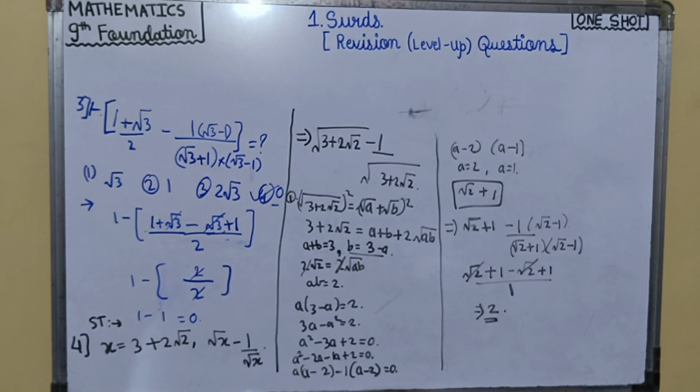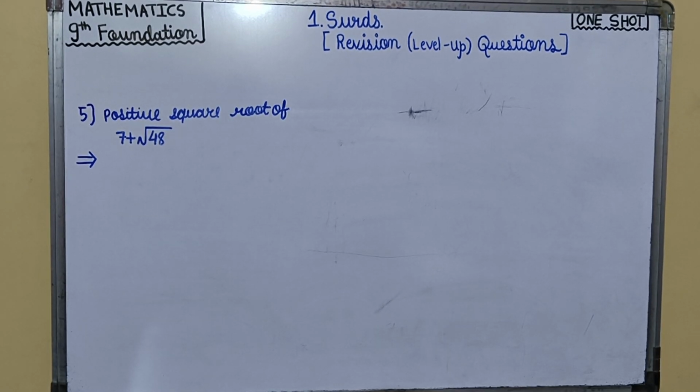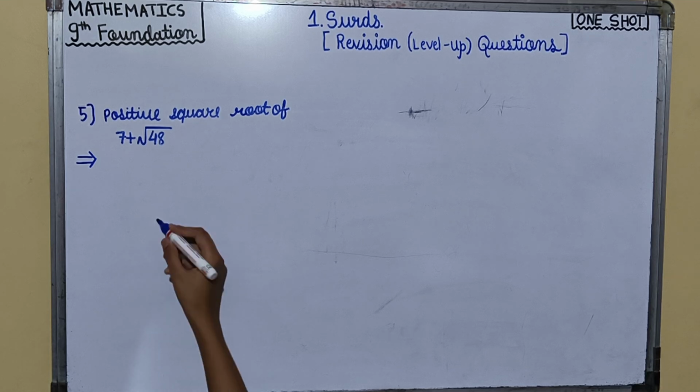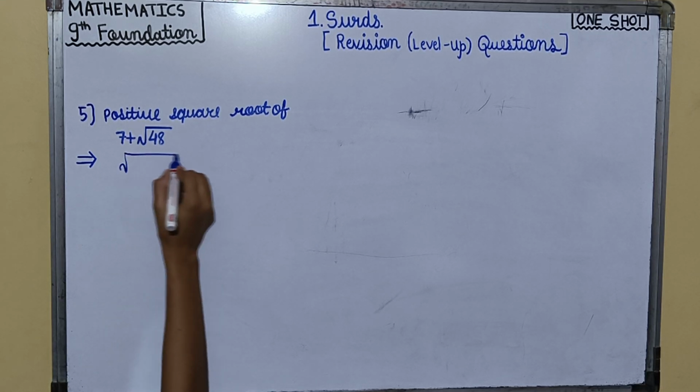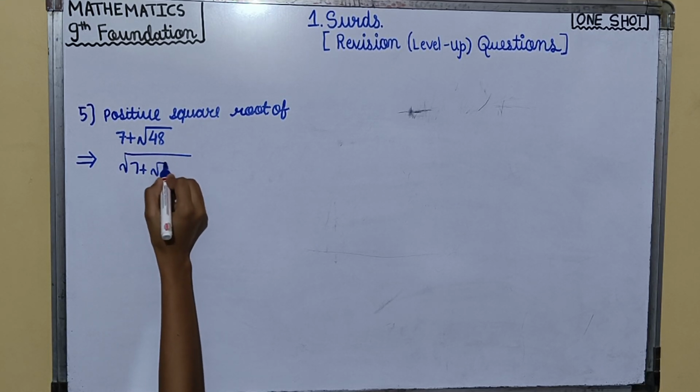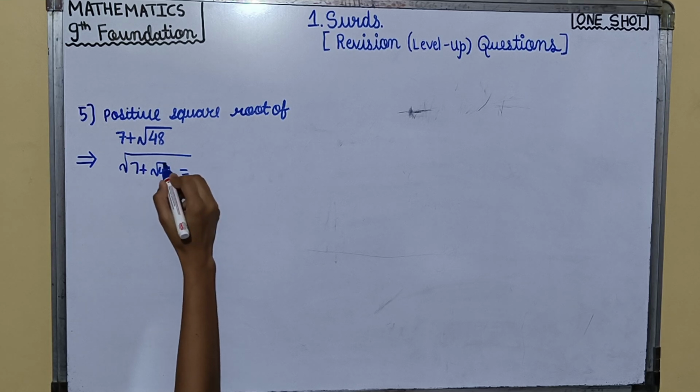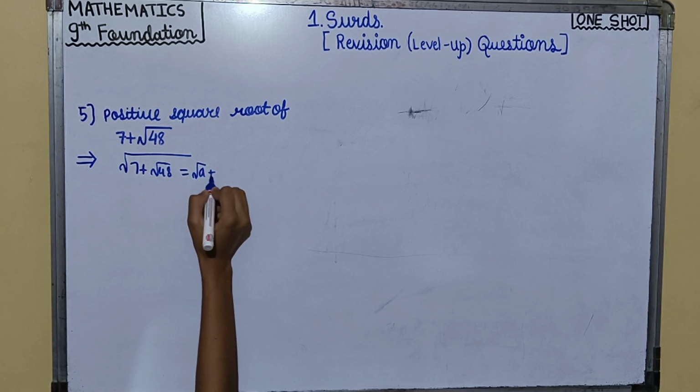Let's move towards question number 5. Again, way too easy. Now let's start. This question is 5th. Find the positive square root of 7 plus root 48. This is a very easy question. Actually, we'll write root of 7 plus root 48 equal to root a plus root b.